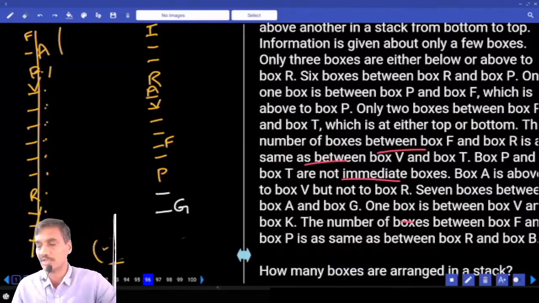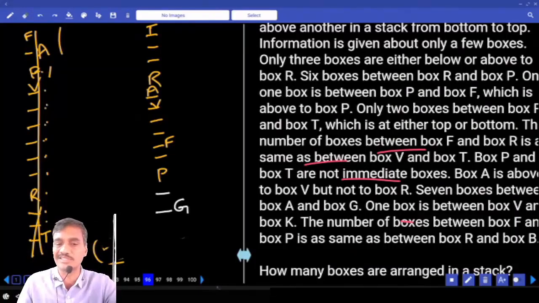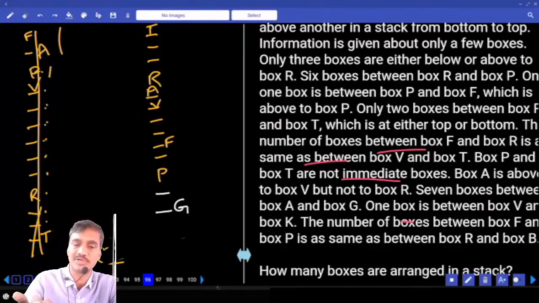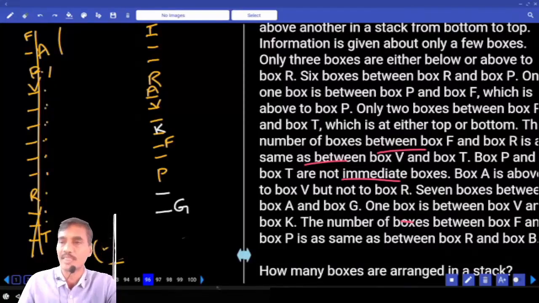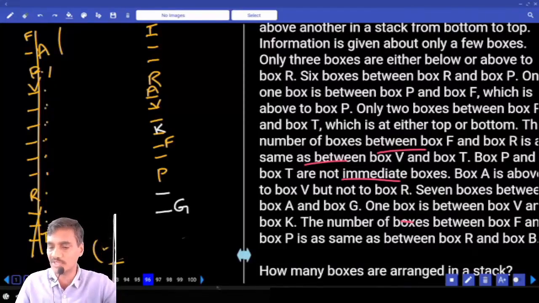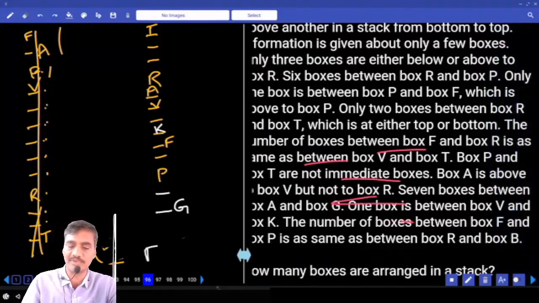And next one. 1 box is between V and K. There is exactly 1 box. And exactly 1 box above is not possible, because R is already there. 1 box between V and K. Number of boxes between F and P is same as R and B. F and P equals to R and B.